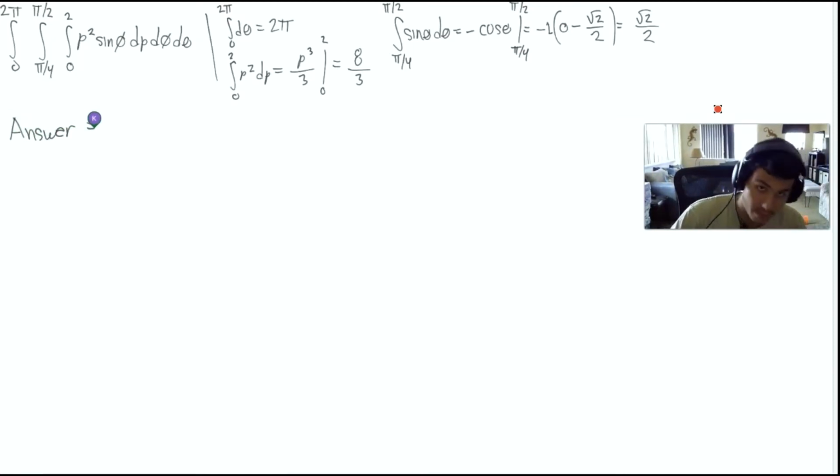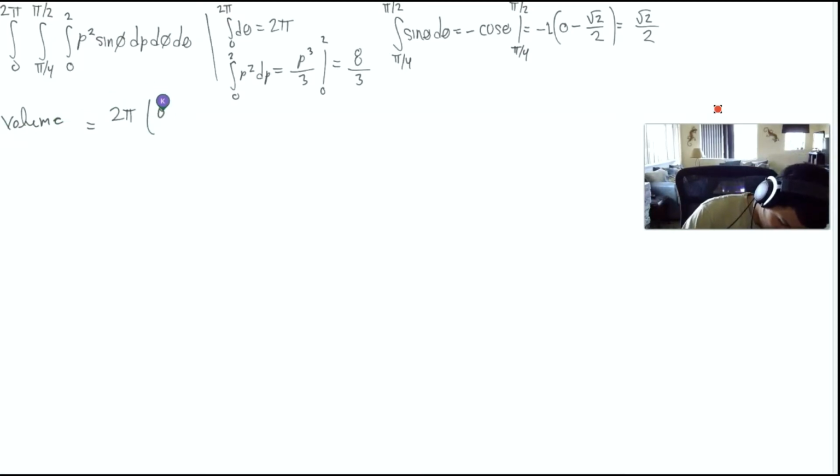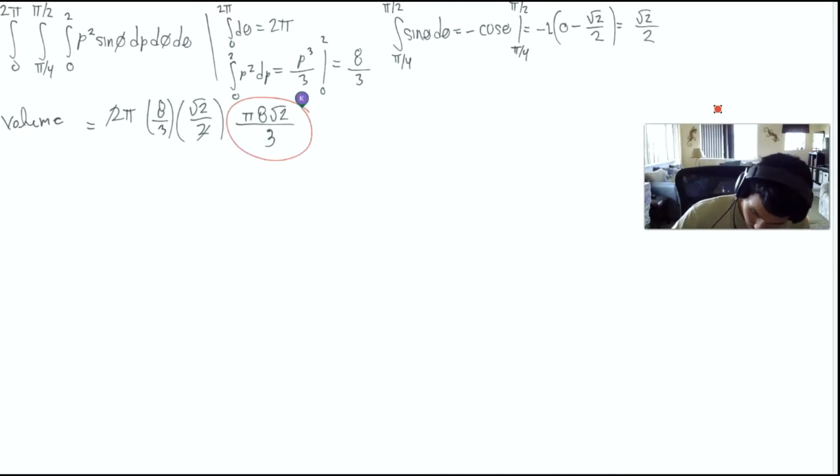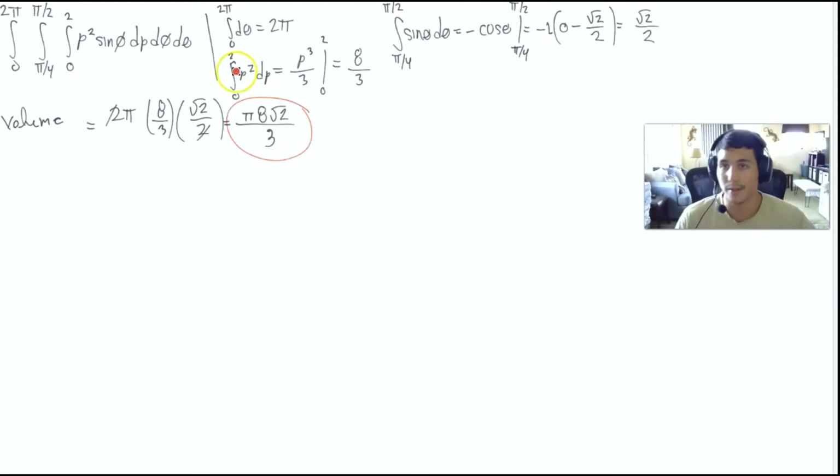Let's stop saying answer, because what do we want? We wanted volume. Our volume is equal to 2 pi times 8 over 3 times square root 2 over 2. As you can see, the 2's can go away. We get 8 square root 2 pi over 3. That's our final answer. Right there. Okay, we're good.